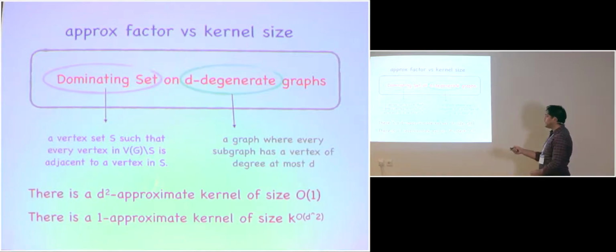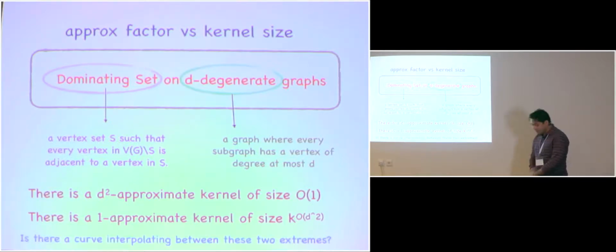So there's a d square approximate kernel of constant size. There's a 1 approximate kernel of size k to the order d square. Yes? Is it really a 1 approximate kernel? If you stare at it carefully, yes. By definition, it isn't, so you have to do a little bit of work to get a 1 approximate kernel. OK, so a natural question now is, look at these two endpoints. Is there a nice curve that captures this trade-off between accuracy and the size of the reduced instance?